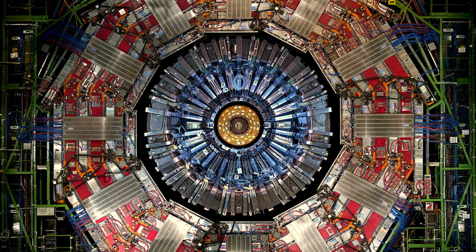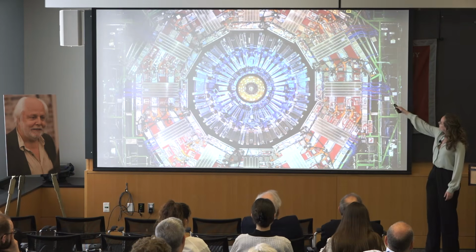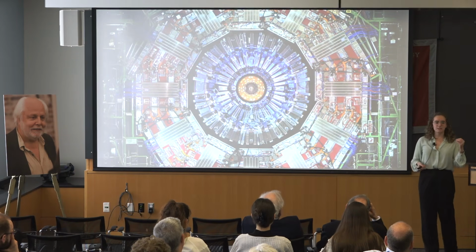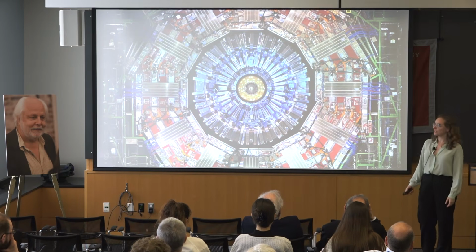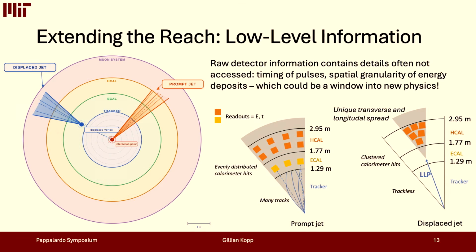One item of this picture that is often not discussed are the cables. So over here, you can see these cable systems, and that's how we end up reading the raw information off of the detector and starting our data processing chain. This raw detector information gives us a huge amount of access to detailed information that is often not propagated downstream.